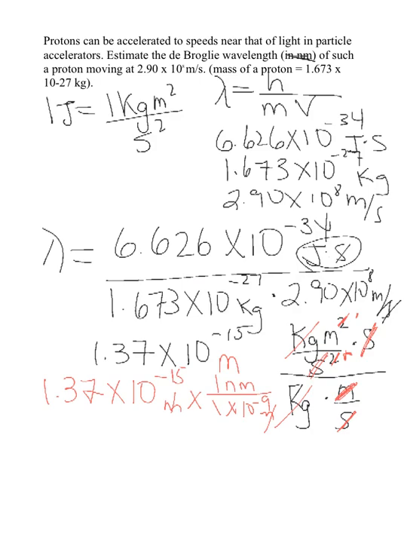Now, you don't actually have to put this in your calculator if you're comfortable using exponents. If not, go ahead and put it in. But this should give you an answer of 1.37 times 10 to the negative 6 nanometers.